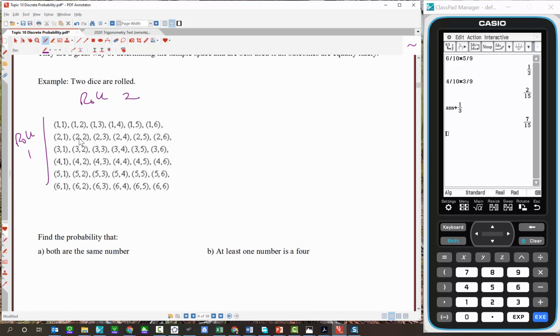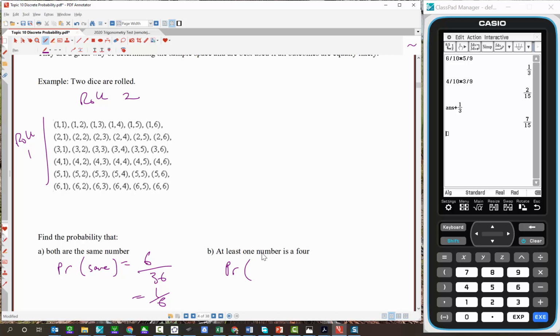So that is these ones here. All right, so we've got probability same is equal to 6 out of a possible 36, or there's a 1 in 6 chance of getting a double.